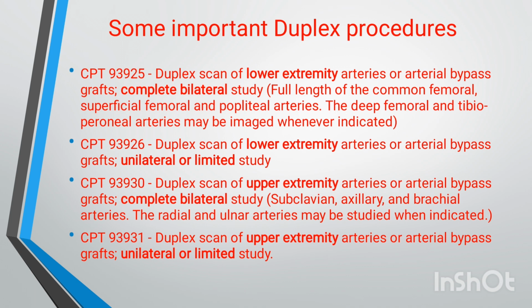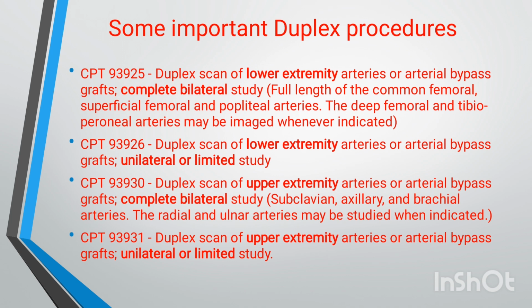In case any of the arteries from the above mentioned arteries is missing in the report, then we need to go with 93926, which is for limited study. And in case either right side or left side is performed, then also we need to report CPT 93926.